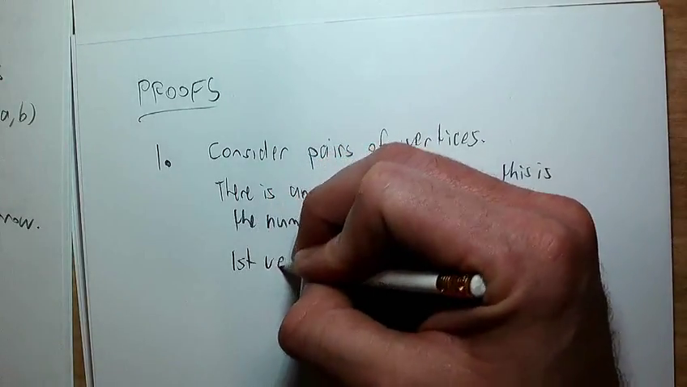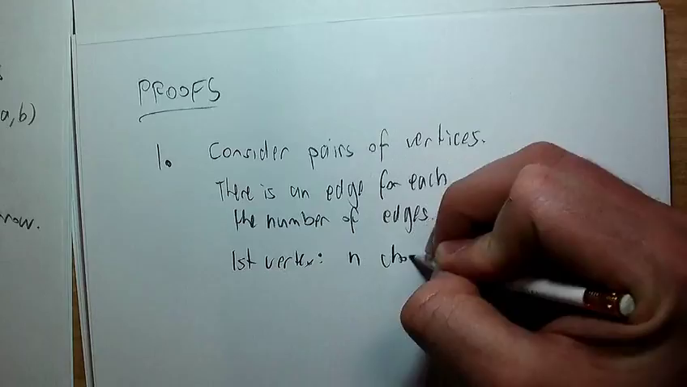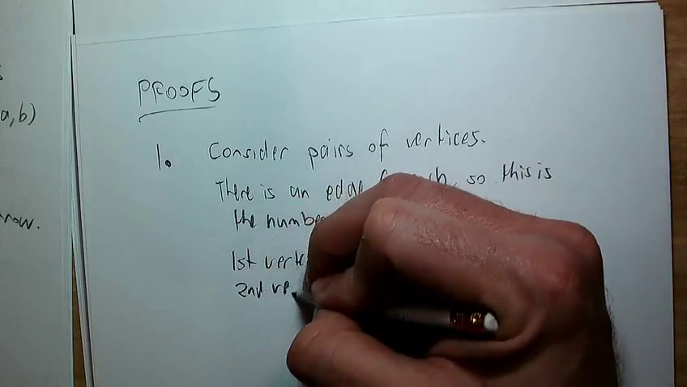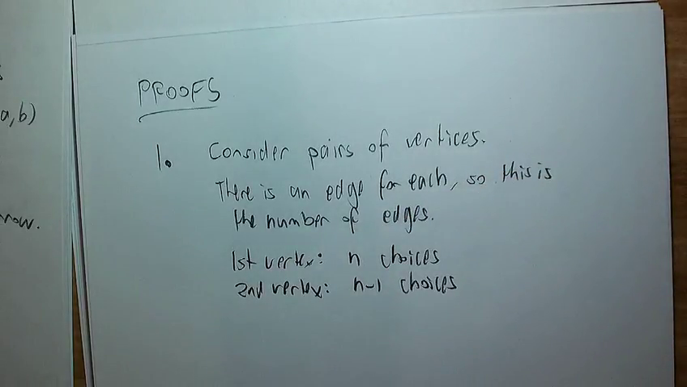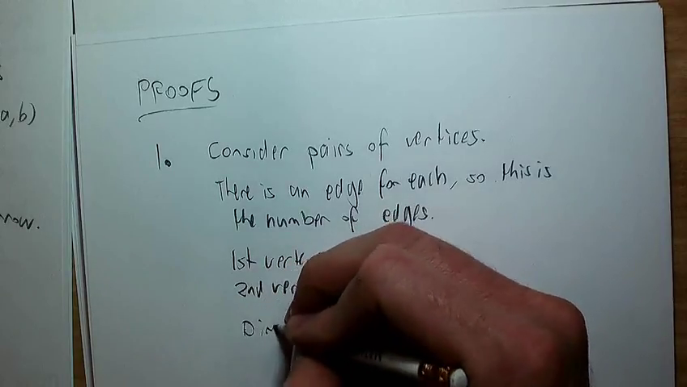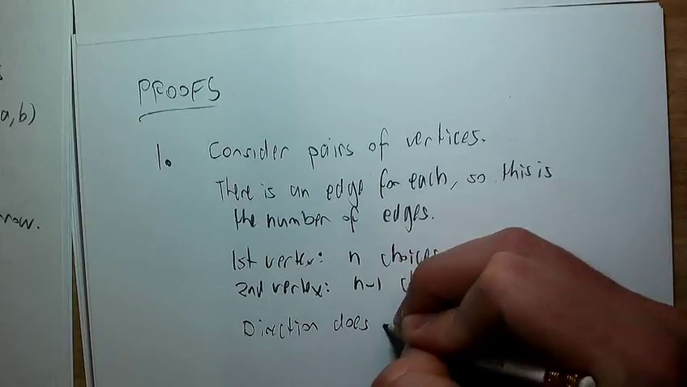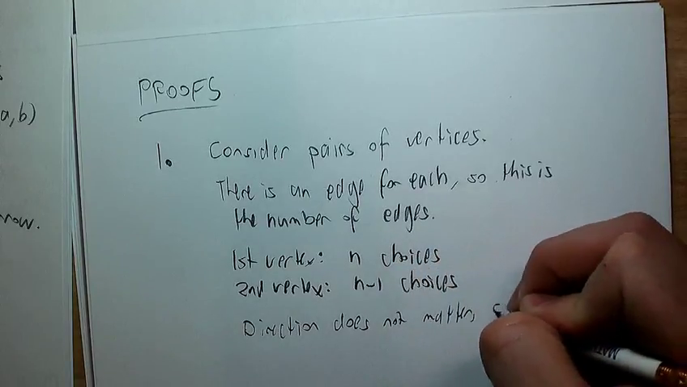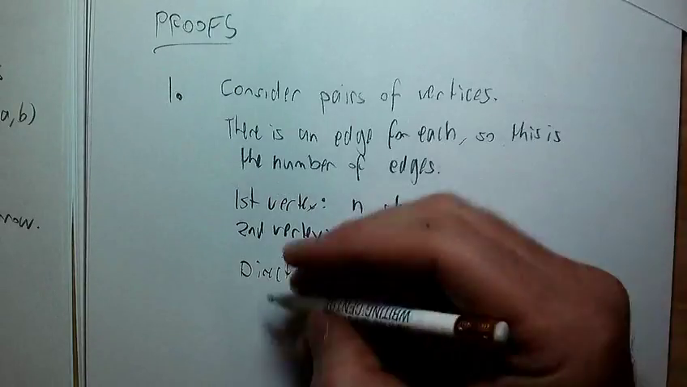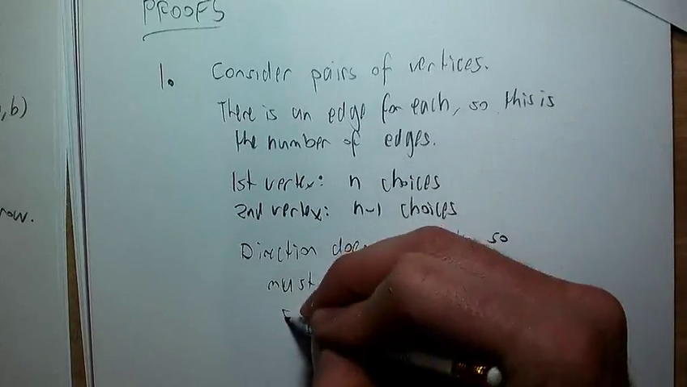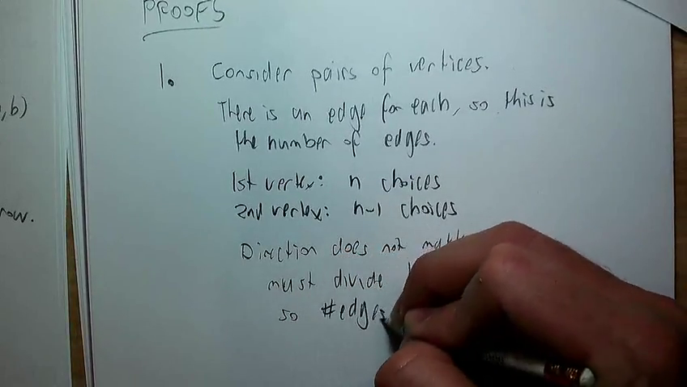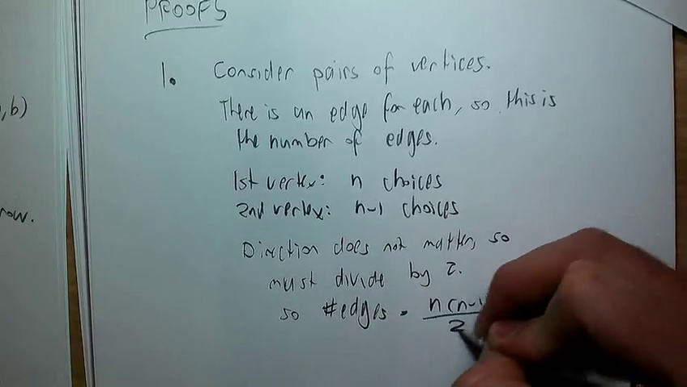For the first vertex, there are n choices. For the second vertex, there are n minus 1 choices, because I've already chosen the first one. But since it doesn't matter what direction anything's in, I must divide by 2. So the number of edges must be n times (n minus 1) divided by 2.